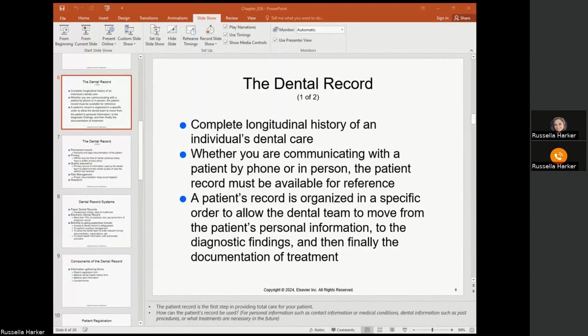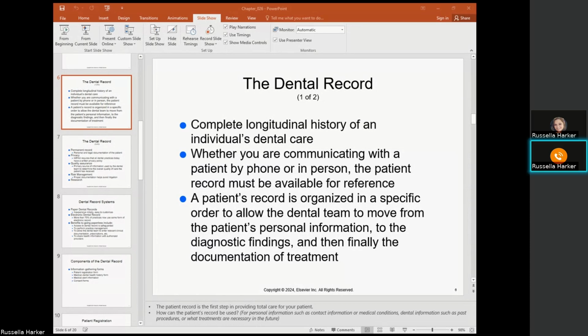Hi, this is chapter 26 in the MDA book. This is the patient's dental record. The patient's dental record, also referred to as the patient chart, is a complete history of the individual's dental care from the first date of service through today.